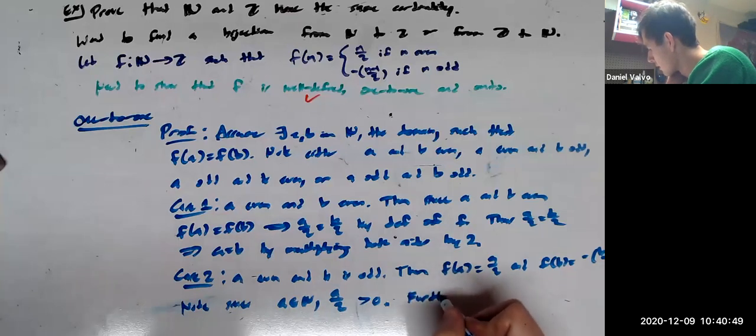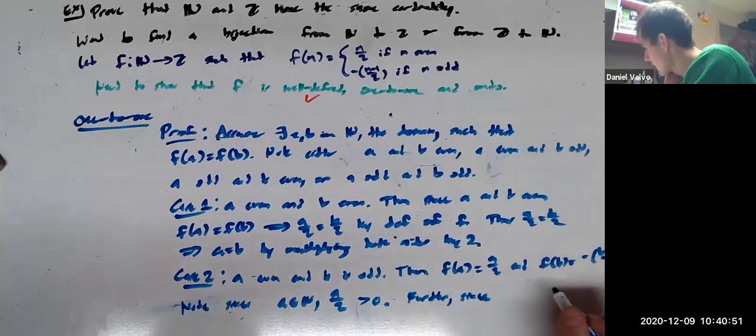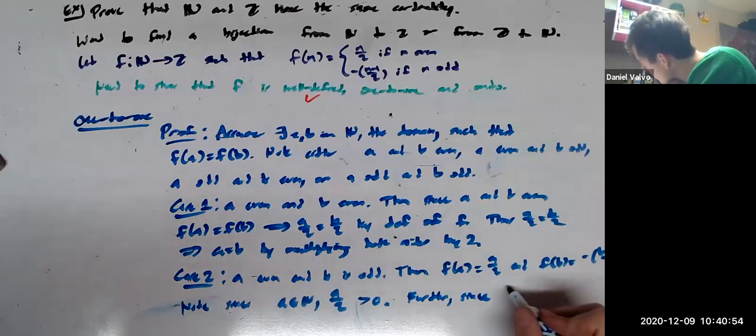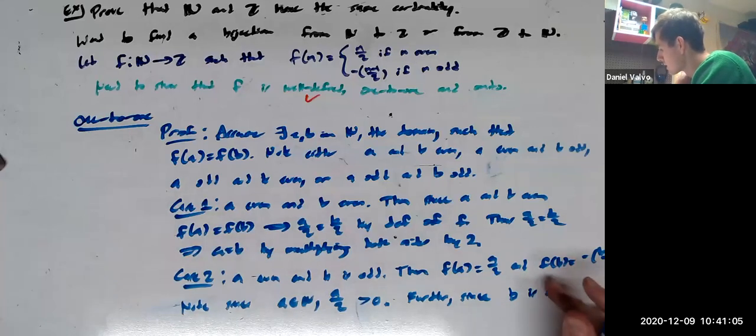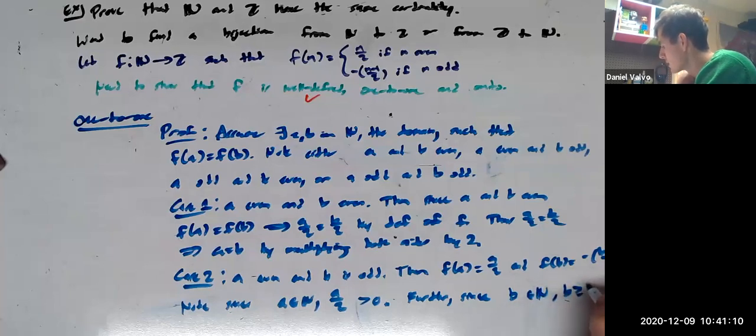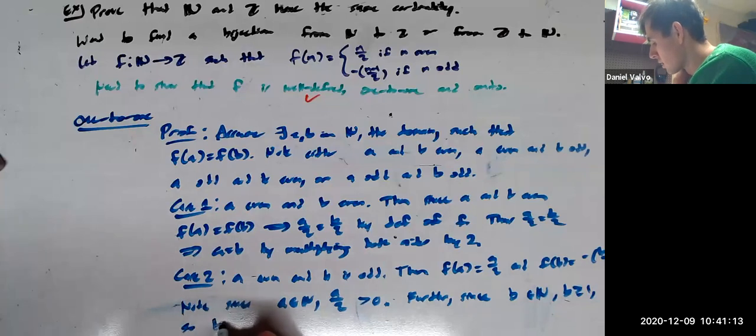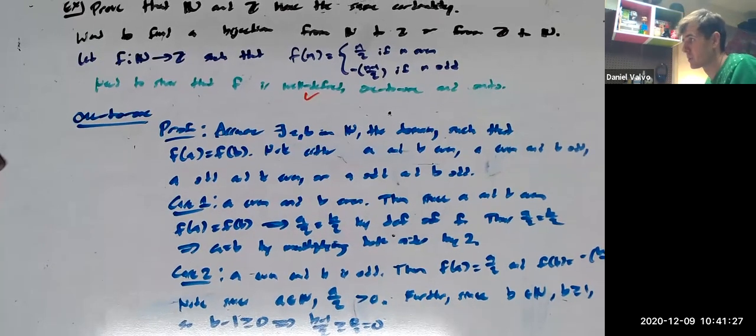Further, since B is in N, B is greater than or equal to 1. So B minus 1 is greater than or equal to 0, which implies that B minus 1 over 2 is greater than or equal to 0 over 2, which equals 0. We're doing some algebra here.